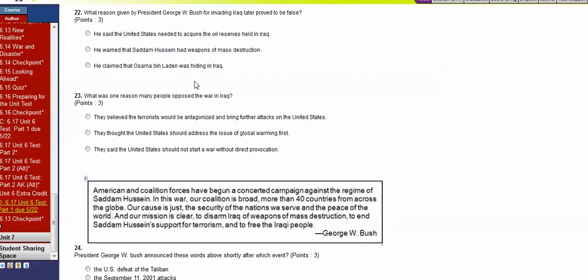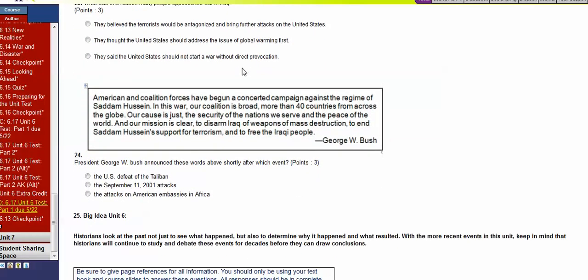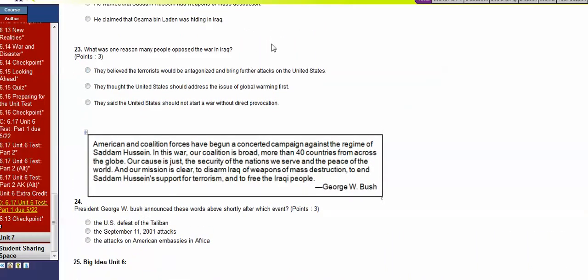Number 22, what reason given by President George W. Bush, the second George Bush, for invading Iraq later proved to actually be false? He said the United States needed to acquire the oil reserves held in Iraq. He warned that Saddam Hussein had weapons of mass destruction, and he claimed that Osama bin Laden was hiding in Iraq.